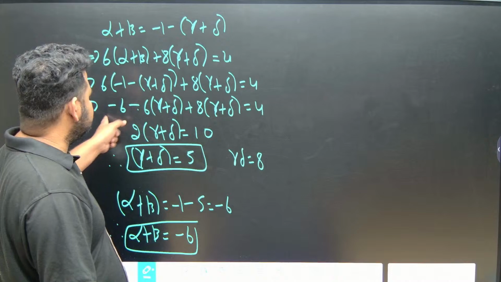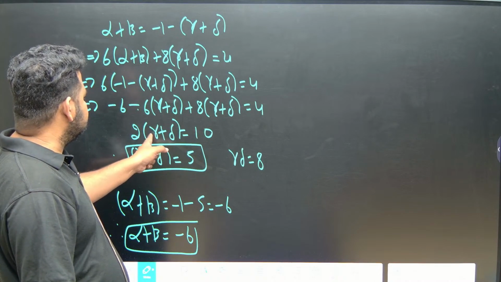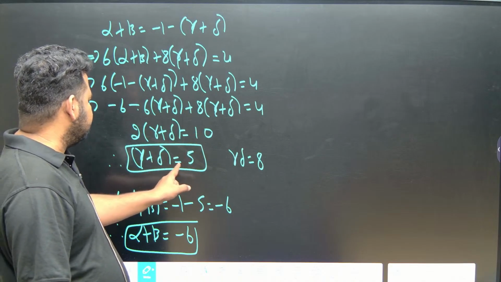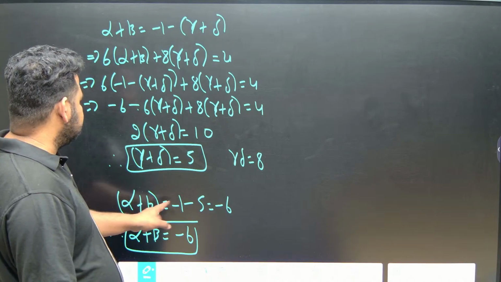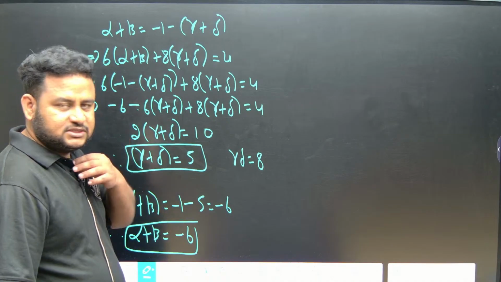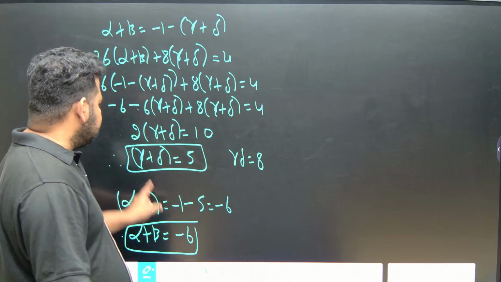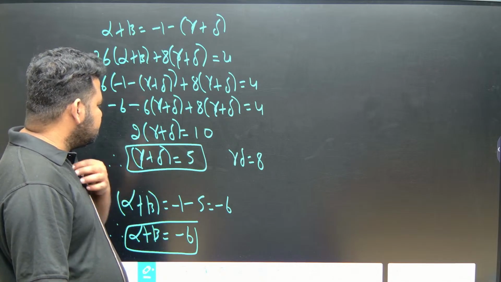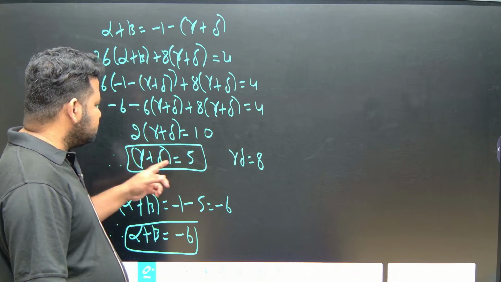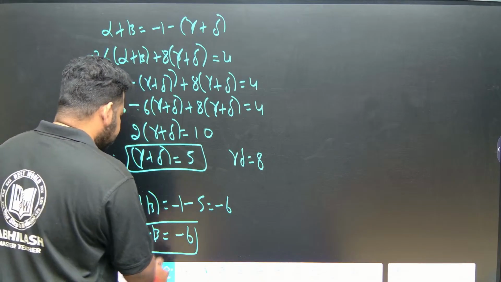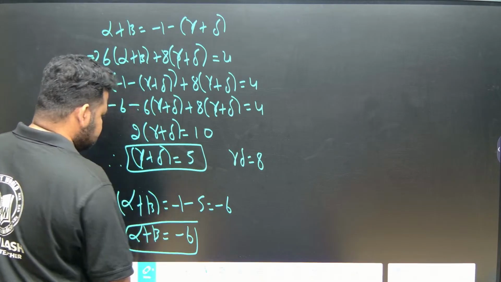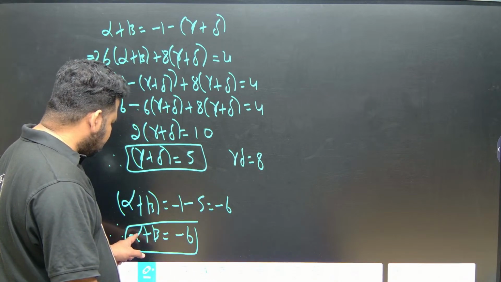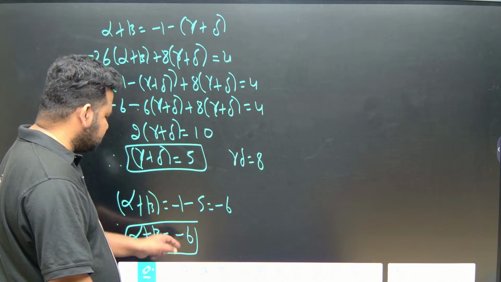If it goes that side, 2 times gamma plus delta is equal to 10, so gamma plus delta is equal to 5. Gamma plus delta is equal to 5, and alpha plus beta is equal to minus 6 we got. Now gamma delta is equal to 8, but the sum is coming out to be 5. So what should we take for the sum to come out right? Otherwise, on solving this, we get alpha plus beta is equal to minus 6, correct?